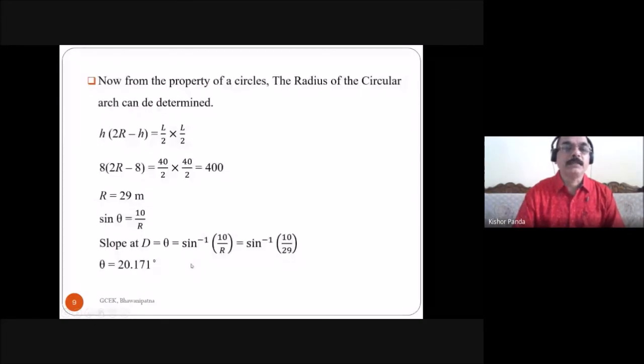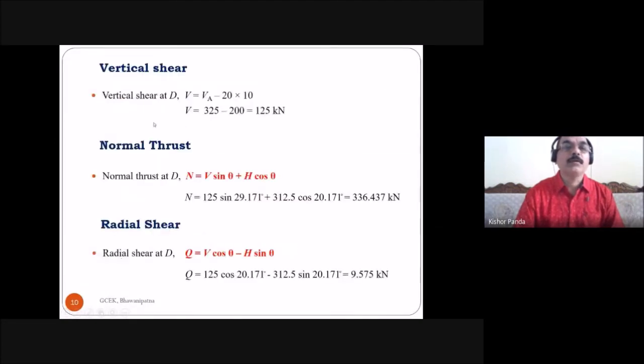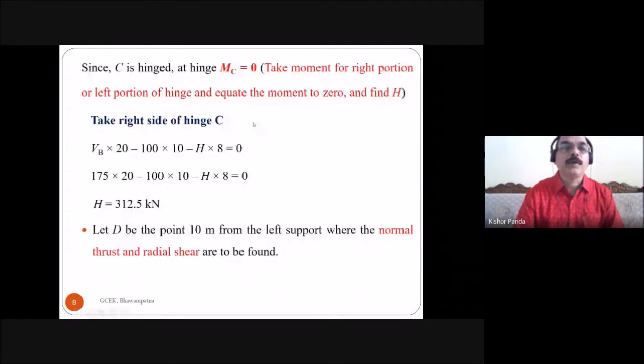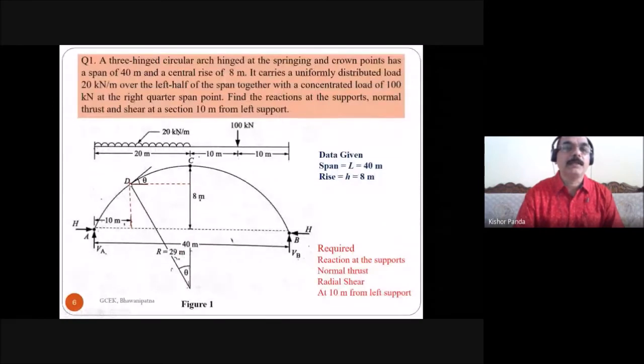Then after getting this angle, you can find out the vertical shear, the normal thrust, and the radial shear at the point D. So for vertical shear, V is equal to VA minus 20 into 10. Here you see, you have to find out the vertical shear at the point D. So you have to take the summation of vertical force equal to 0 on the left side of the point D.